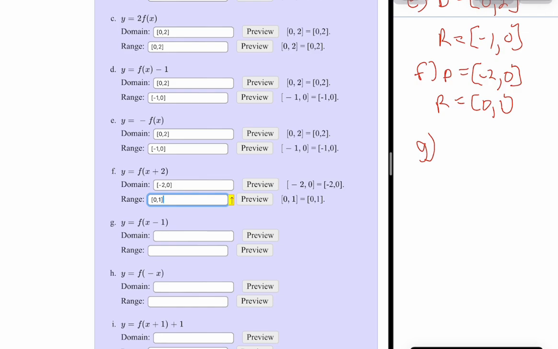Let's look at G. So on the inside, we've subtracted. What does that do? It goes to the right one. So we have to add 1 to our original domain of 0 to 2. So now it's going to become 1 to 3. That would shift it to the right one. Our range is still going to be 0 to 1. Nothing has changed that.